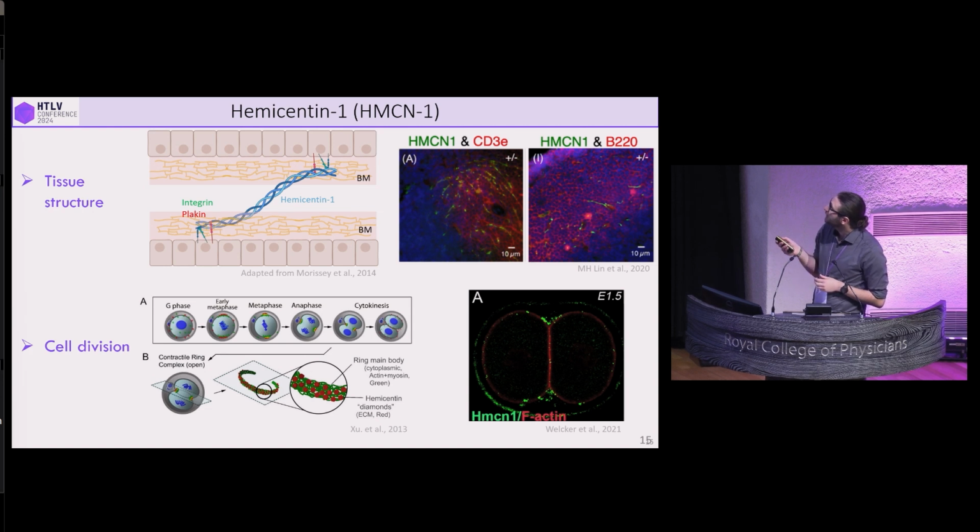Importantly, it is present in the lumen of lymphoid conduits, and another role that can be associated with hemicentin-1 is a role in cell division. So it actually promotes the division of the two daughter cells at the end of mitosis.